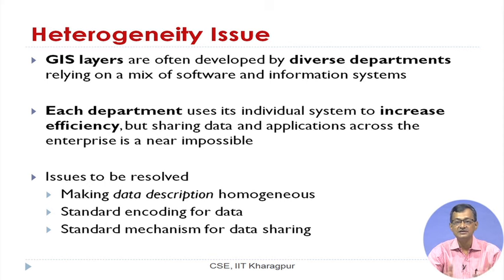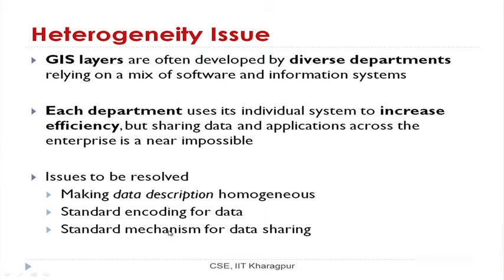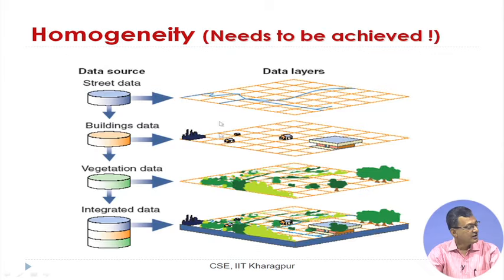If the referencing system is different, then I cannot query on the data. If the scales are different, then also I cannot query on the data, right. So, we need to resolve issues like data description, so that I understand it homogeneously, standard encoding of the data, and a standard mechanism of data sharing. All this suggests some sort of centralized computing facility, like cloud type of things, which can be helpful, right. Though I can have separate types of data, like data of streets, buildings, vegetation, I am looking for some sort of homogeneous integrated data, because I need to query on this data.